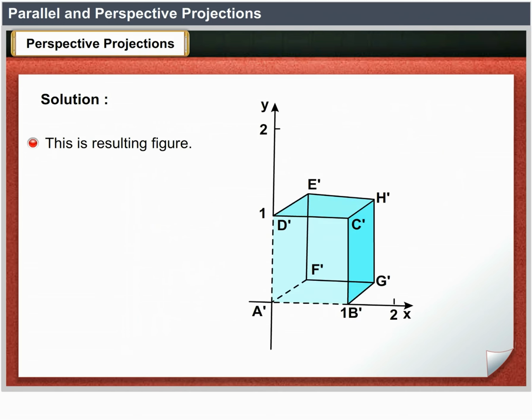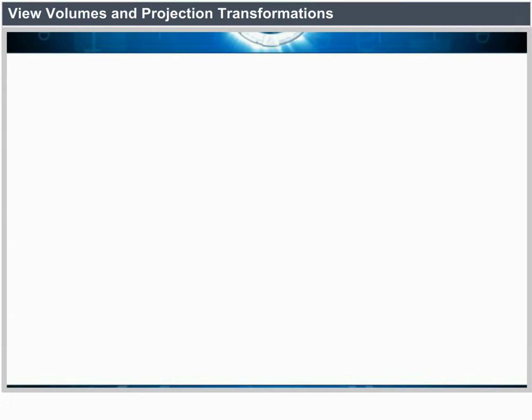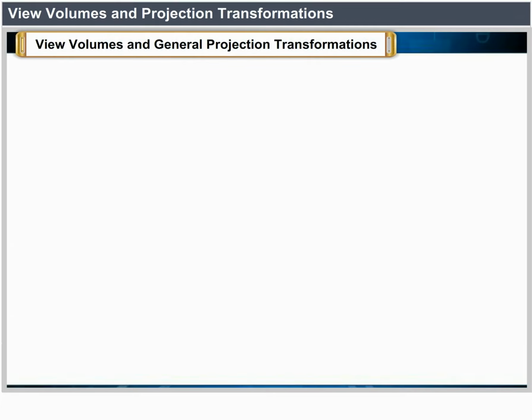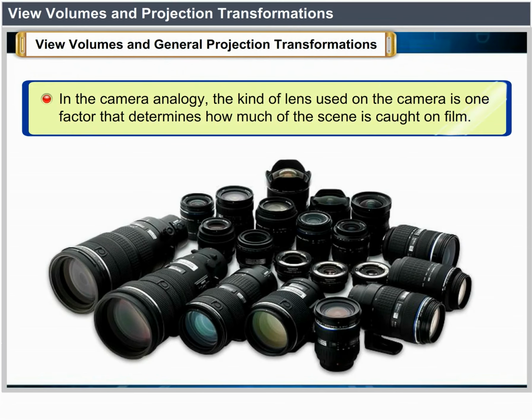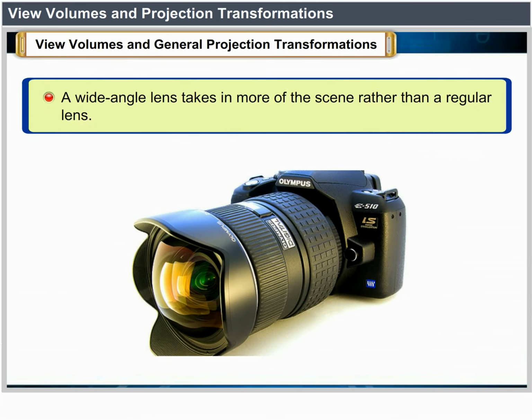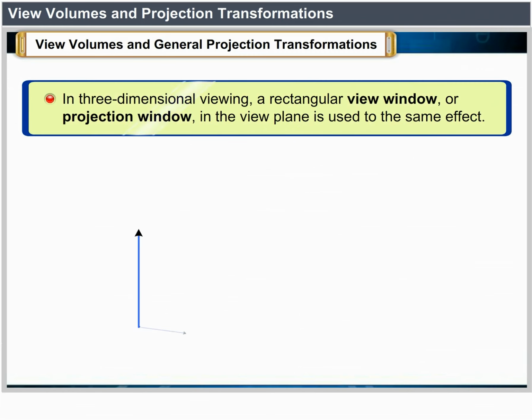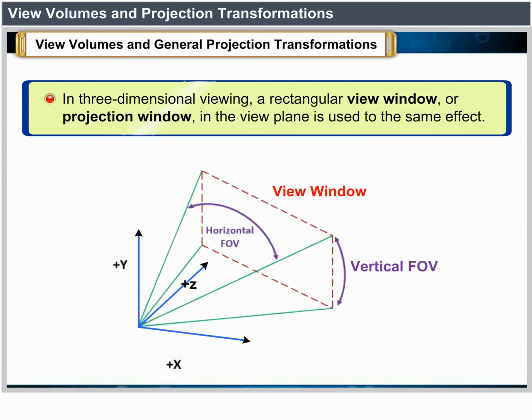View volumes and projection transformations. View volumes and general projection transformations. In the camera analogy, the type of lens used on the camera is one factor that determines how much of the scene is caught on film. A wide-angle lens takes in more of the scene than a regular lens. In three-dimensional viewing, a rectangular view window or projection window in the view plane is used to the same effect.